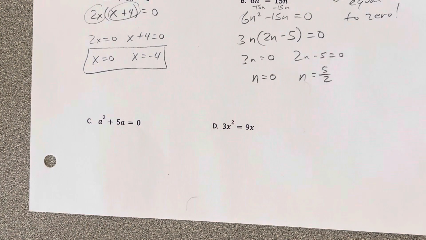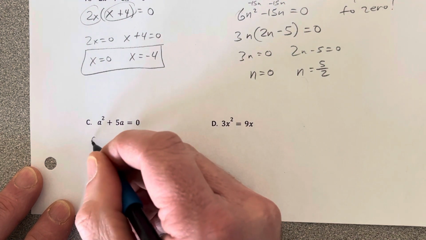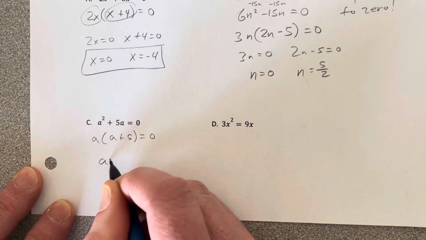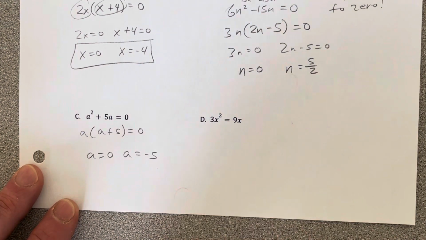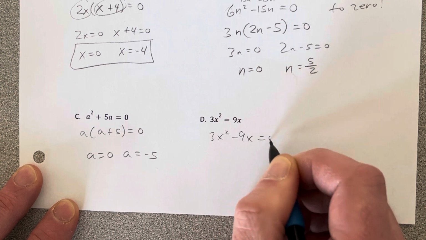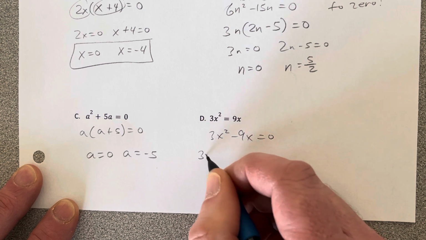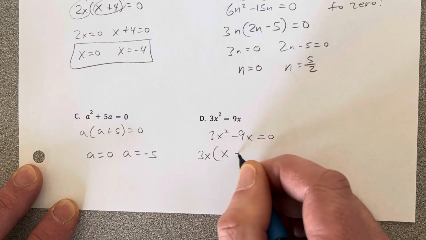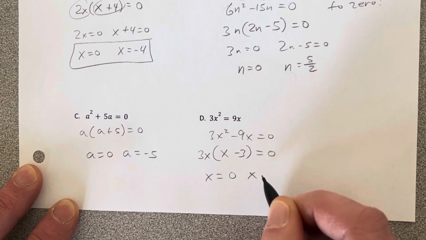All right. And then on this next one, it's equal to 0. So let's factor out a GCF. Looks like A is the best we can do. And we get A equals 0, A equals -5. On this next one, get it equal to 0 first. Factor out a greatest common factor, so it'd be the monomial 3x. Divide, and then we get 2 solutions.